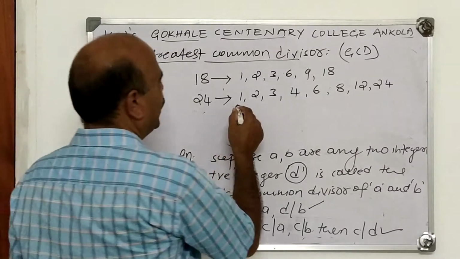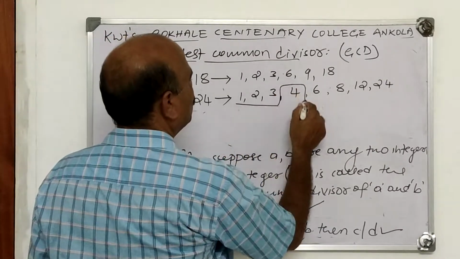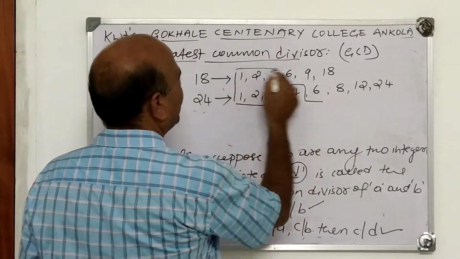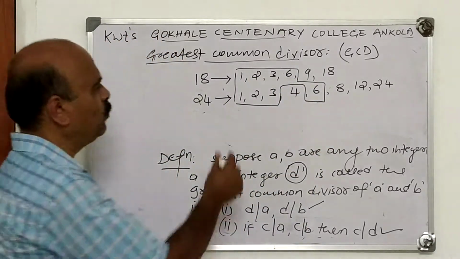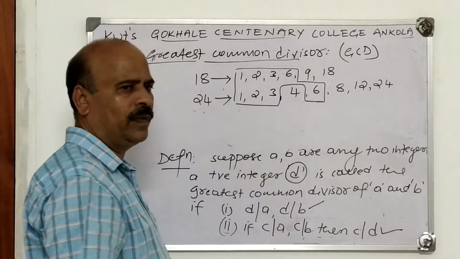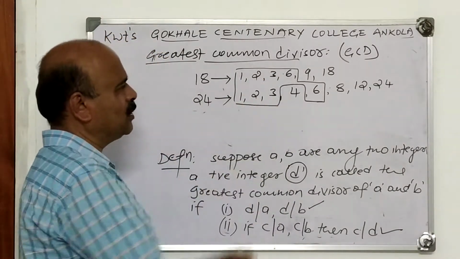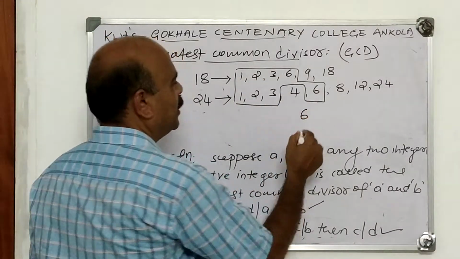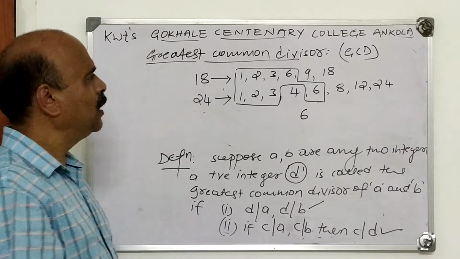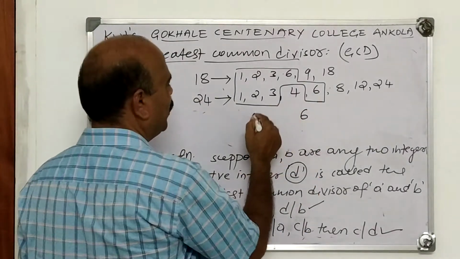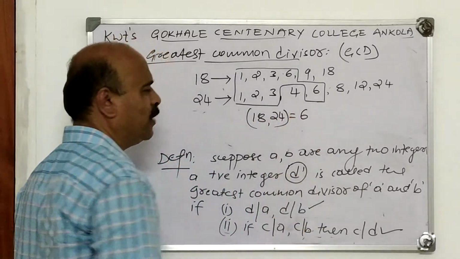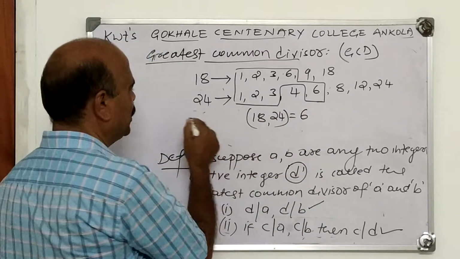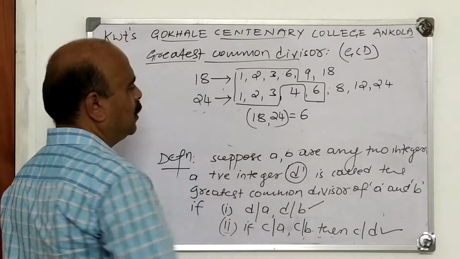Now, take only the common divisors of 18 and 24. What are the common divisors of 18 and 24? Only 4: 1, 2, 3 and 6. Which is the greatest among these? 6. Therefore, this 6 is called the GCD of 18 and 24. And this is the notation. GCD of 18 and 24. Notation for GCD is this.